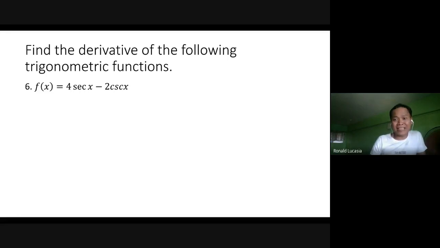Parang polynomial ang dating niya. 4 secant x minus 2 cosecant x.